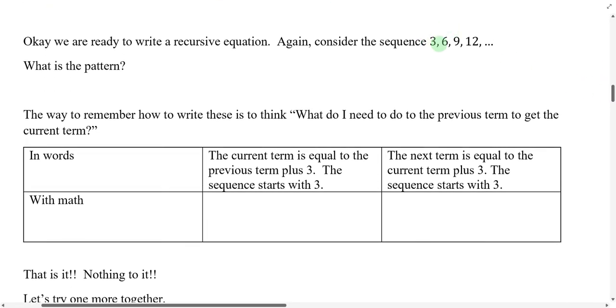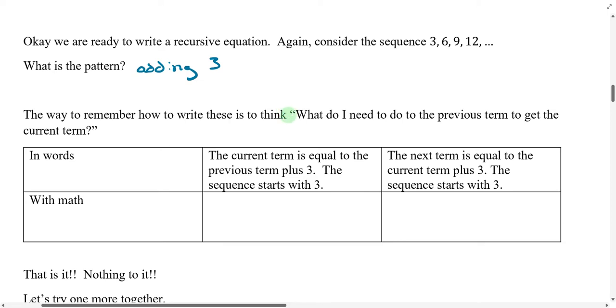I have a sequence here, and we're going to start working on the equation for this in a recursive format. So we've got 3, 6, 9, 12. What is the pattern? It's always the first thing we should look for. This is adding 3. So we've got a pattern of adding 3, no problem. Now the way to remember how to write these is to think, what do I need to do to the previous term to get the current term?